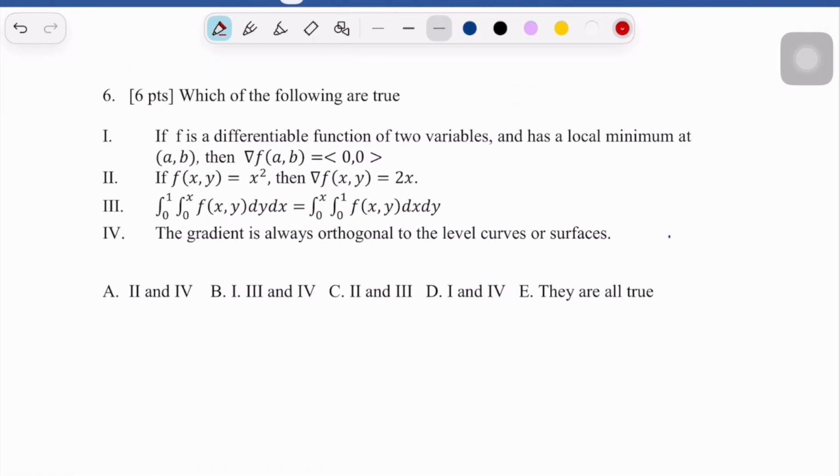Okay, now this is a true-false question. Which of the following are true? If f is a differentiable function of two variables and has a local minimum at (a, b), then the gradient at (a, b) is 0? Yes, this is true, because that's the definition of local minimums and maximums. This is a critical point where the gradient is 0.